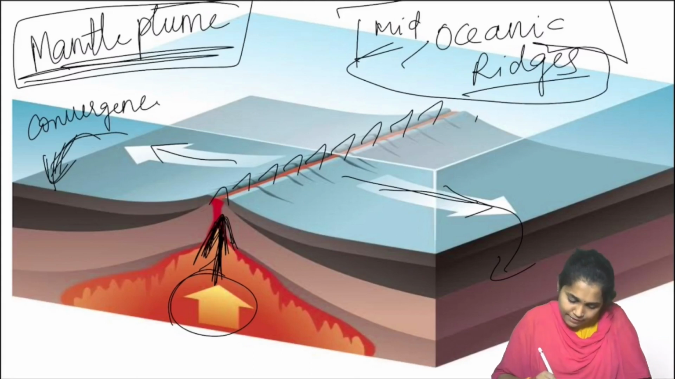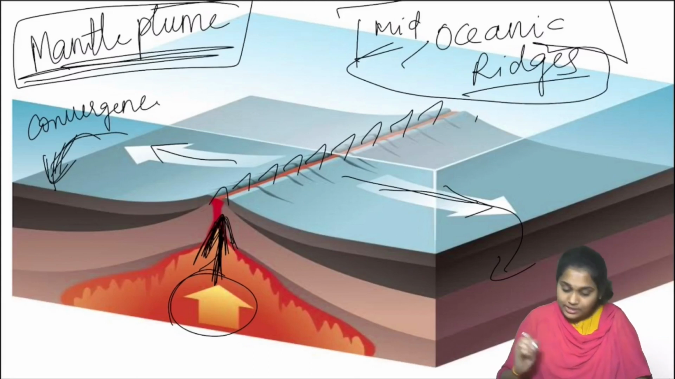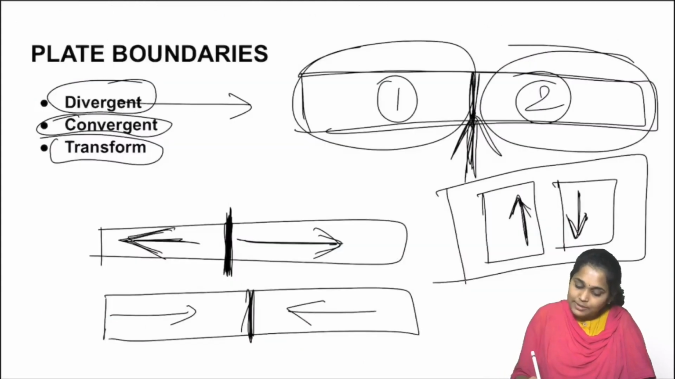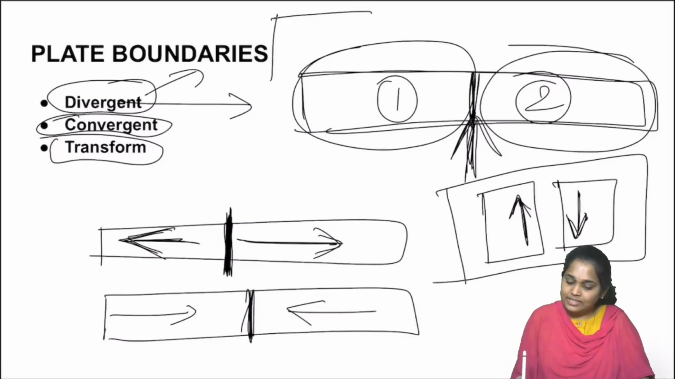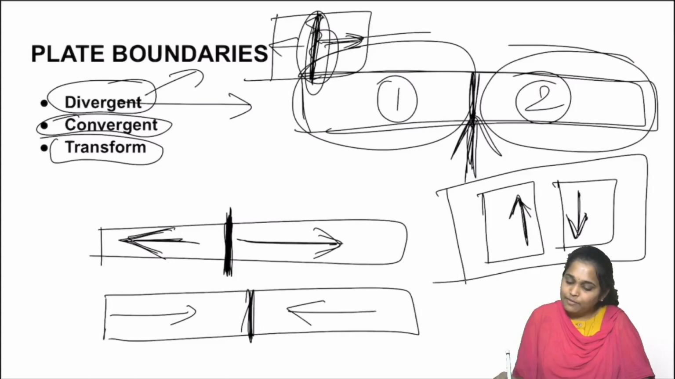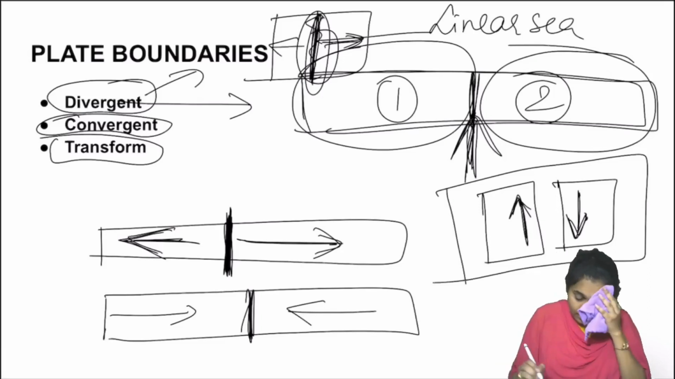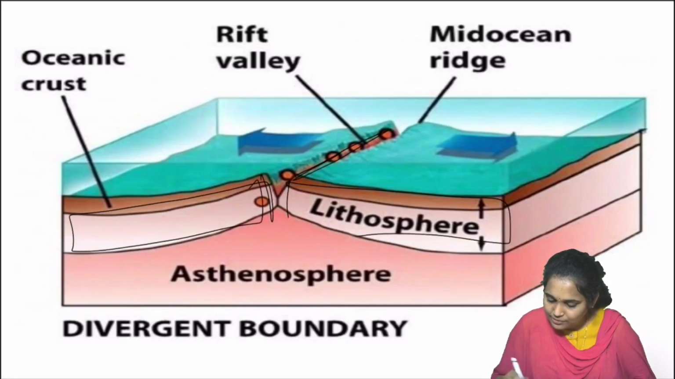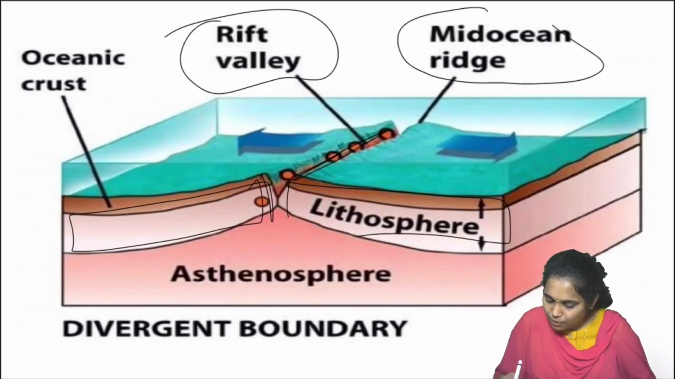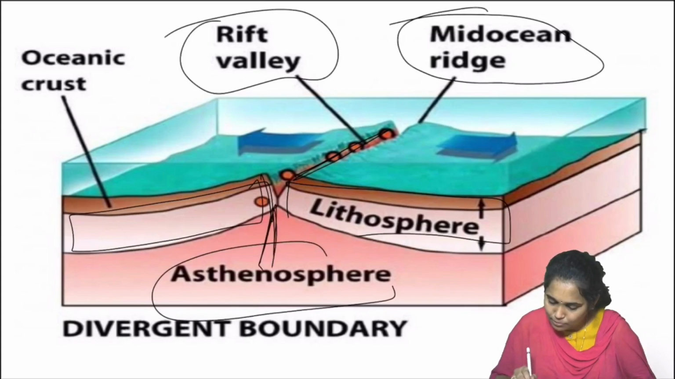So if you see this African plate, I forgot to tell you that in divergence there are several stages. When a plate is diverging, first it creates a fault, and then a rift valley will be formed, and then if the plate diverges totally, there will be a formation of a linear sea. Understood? These are the stages of divergence. If you see here, this is a lithospheric plate which is undergoing divergence. So a rift valley is formed here. Mid-oceanic ridges are formed here. From the asthenosphere, the mantle plume comes out.